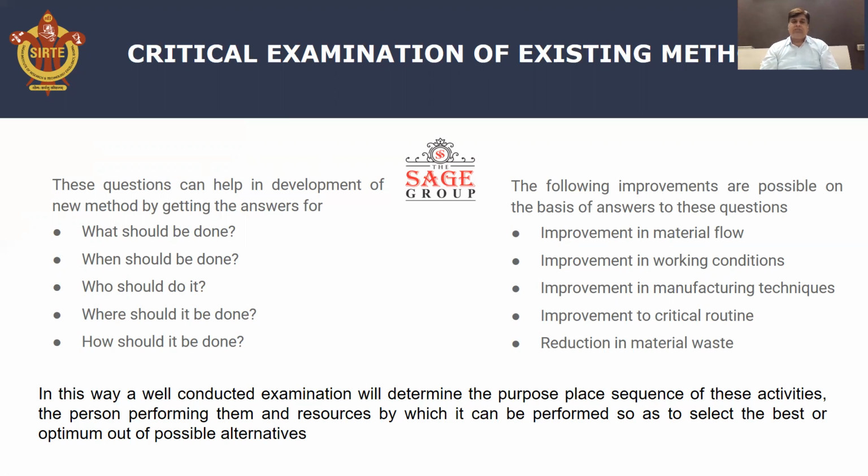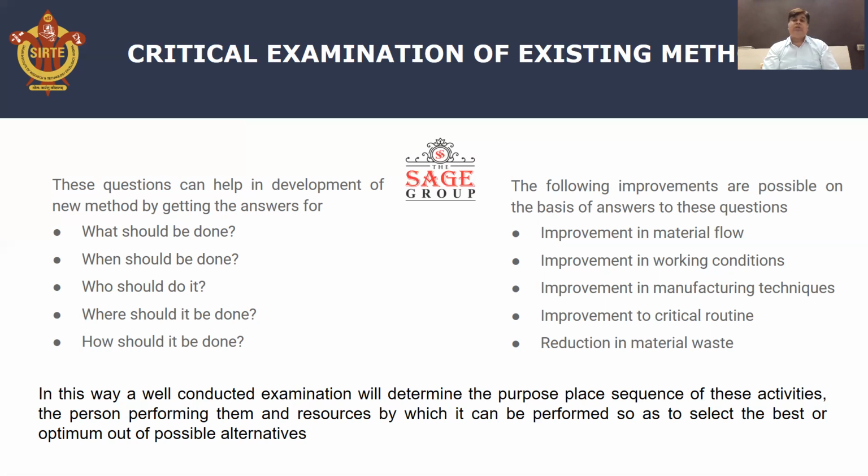So the basic questions are: what should be done, when should it be done, who should do it, where should it be done, and how should it be done. These questions are very important, and the following improvements are possible on the basis of their answers. Number one, improvement in the material flow. We can improve the flow of material so that it can move from one place to another very easily. Improvement in working conditions. Working conditions can be improved so that workers can work fast. Improvement in manufacturing techniques.